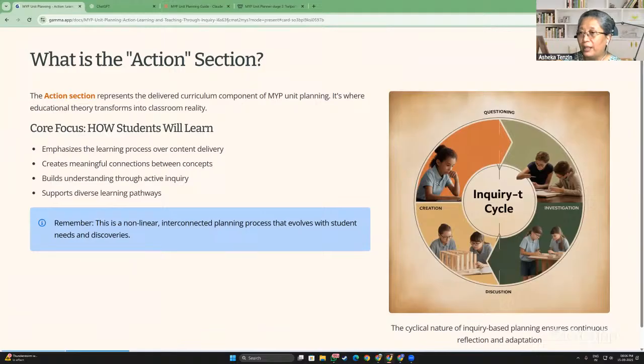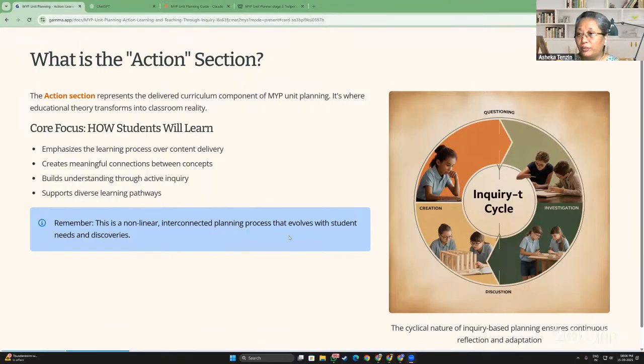So what is the action section? It will contain the delivered curriculum component. What are you going to deliver in your class, in your lesson? Okay, in that particular unit. That part is there in the action section. And it is this part where whatever theory there is of education, the pedagogy of teaching and learning, you will transform it into classroom reality. You will see exactly what should happen in the classroom in this part of the unit planner.